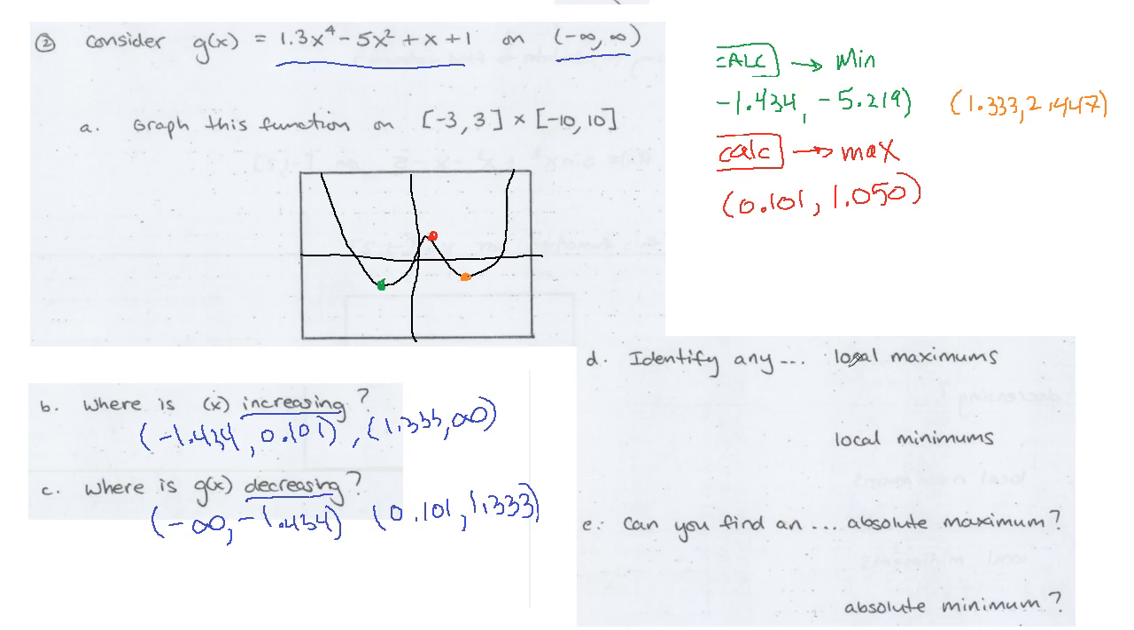Moving along, the local maxes and mins, we've got that pretty well covered. The local maximums are going to be, well, there's only one, and it's going to be this point right here. So the local max is 0.101 comma 1.050. It's the top of the hill. And then there's two local minimums, and they're going to be the points here and here. So here we're giving actual x and y coordinates for both. There's a local minimum at negative 1.434, negative 5.219, and another one at 1.333, comma 2.447. Hopefully that's making sense.